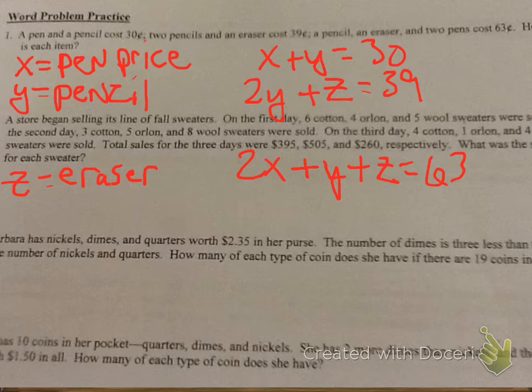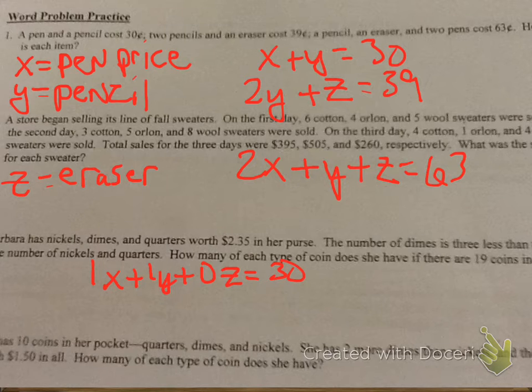Now, if you want to do this with matrices, you've got to make sure you rewrite so all your variables are on the left-hand side, and that you represent every missing variable. Like in the first equation, what's missing? The Z. So I need to put 0Z. So I'd have 1x plus 1y plus 0z equals 30.